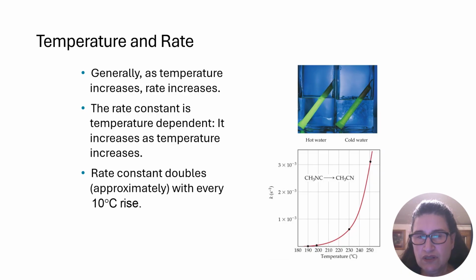Okay, so we said that temperature was one of the factors that affected the rate. As the temperature increases, the reaction proceeds faster, so the rate also increases. And the rate constant is dependent upon that temperature. As the temperature increases, so does the rate constant. As a general rule of thumb, the rate constant doubles with every 10 degree increase in temperature.